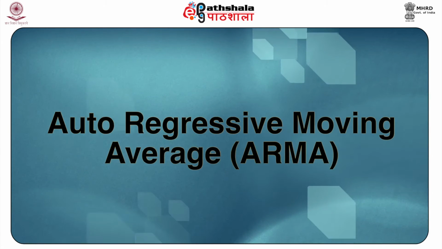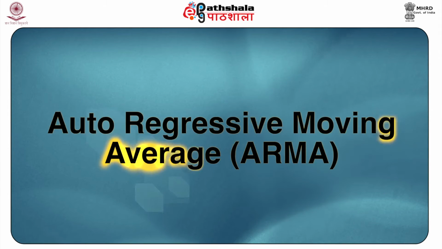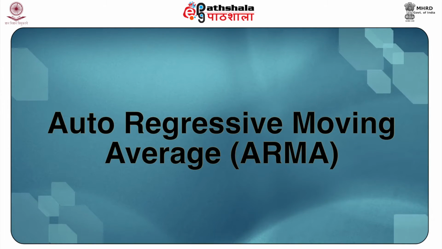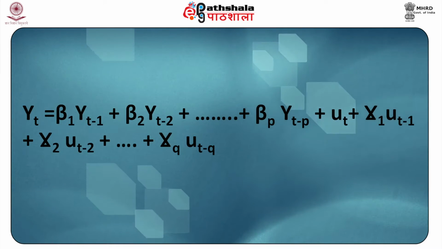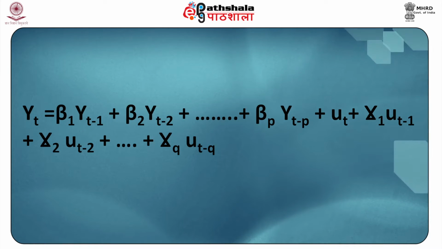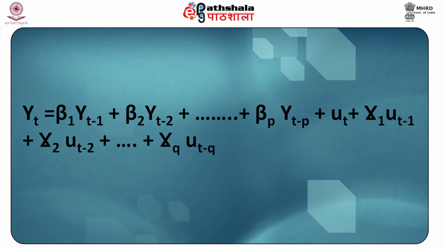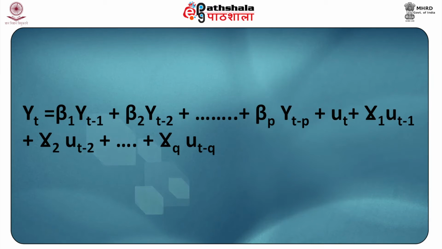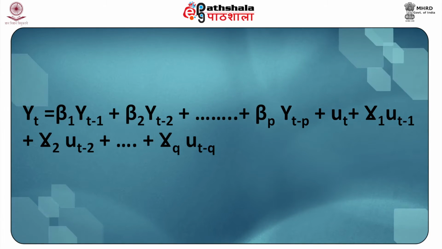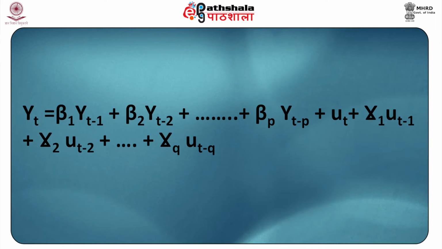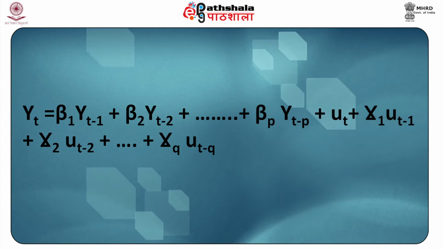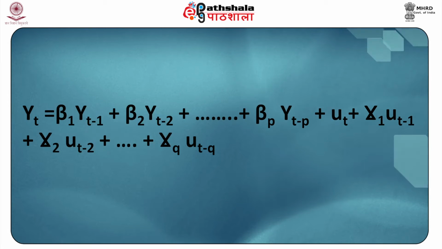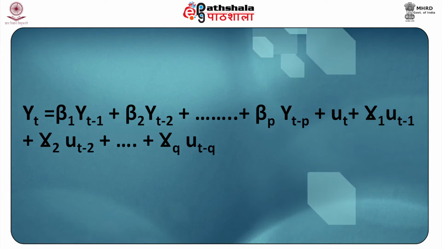Let's look at the extension of the AR model known as the ARMA model, or autoregressive moving average model, in this section 5. A series is said to be generated by an autoregressive moving average process, which means a combination of both, if it is defined as follows: yt is equal to beta 1 yt minus 1 plus beta 2 yt minus 2, and so on till beta p yt minus p plus mu t plus gamma 1 mu t minus 1 plus gamma 2 mu t minus 2, and so on up to gamma q mu t minus q.